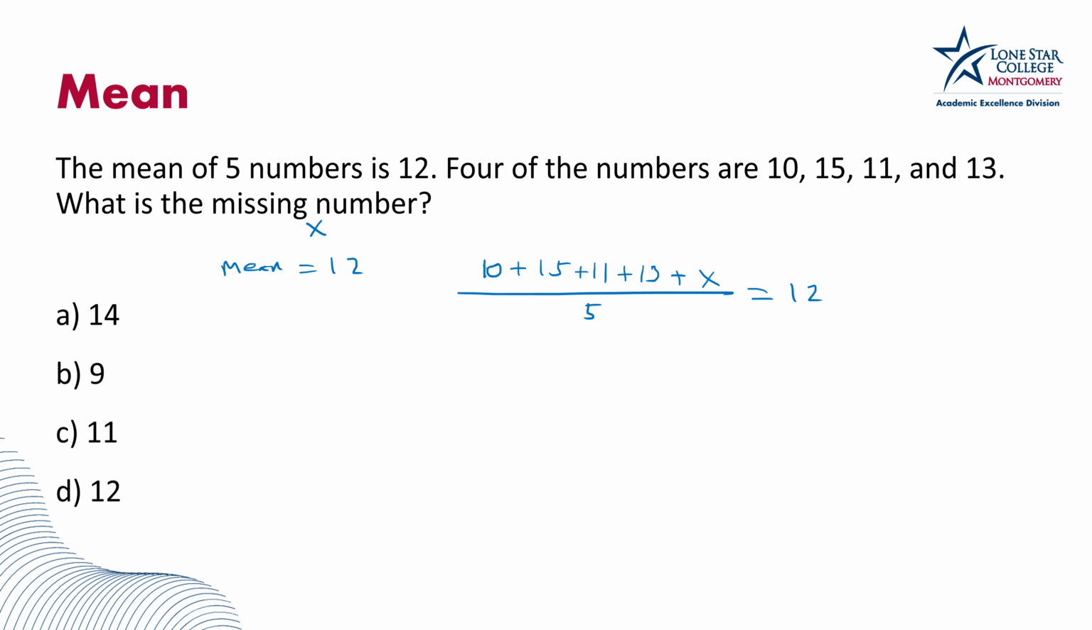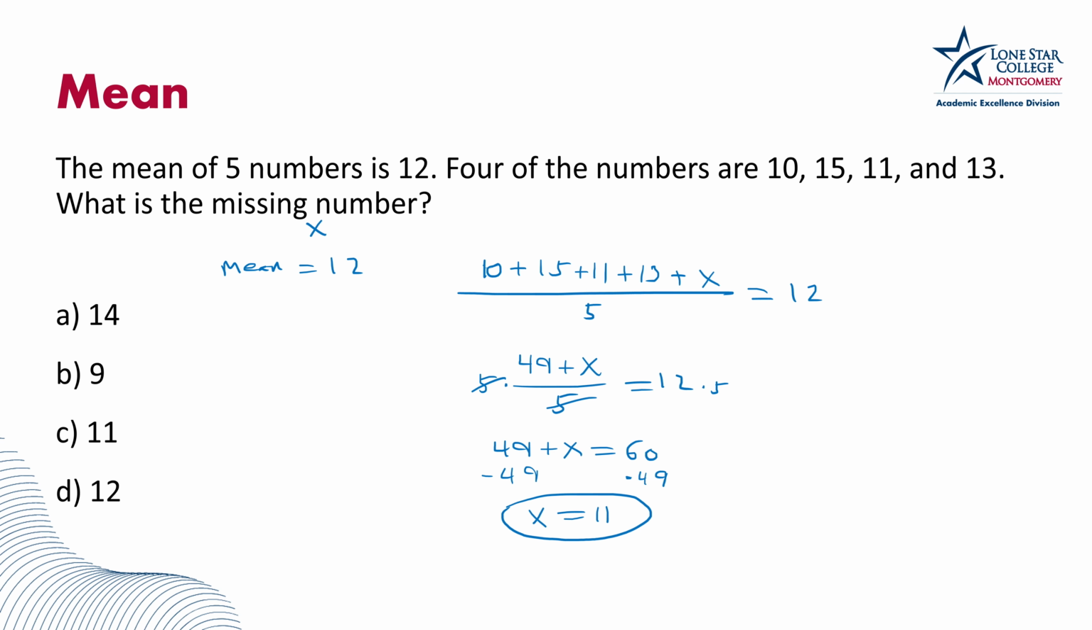So the first thing to do, let's add up our numbers here. 10 plus 15 plus 11 plus 13. That should be 49 plus x over 5. And then to get x by itself, first thing to do is let's get rid of our denominator 5. So multiply both sides by 5. That cancels down here. So 49 plus x equals 60. And then to get x by itself, we subtract 49. So x has to be 11. So that should be our missing number. And that gives us answer choice C.